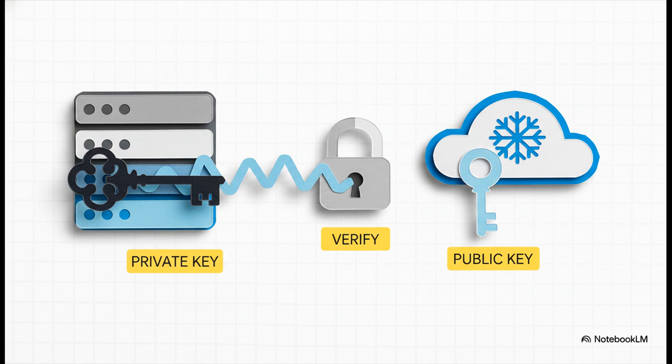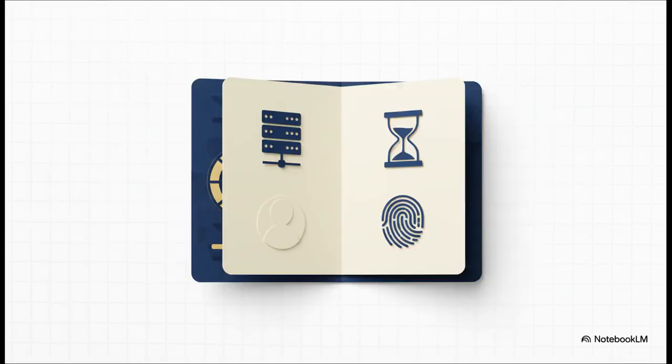Snowflake then uses your public key to check that signature and verify, yep, this request is legit. And that signature gets packed into something called a JSON Web Token, or JWT for short. The best way to think of a JWT is like a secure, digital passport for your API request. It's got all the important info right inside.